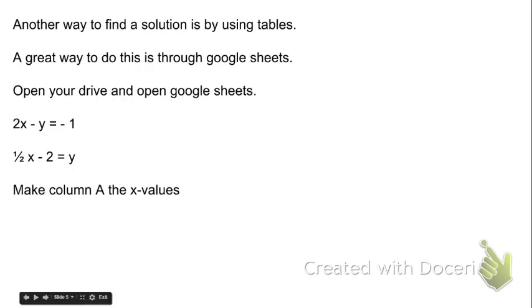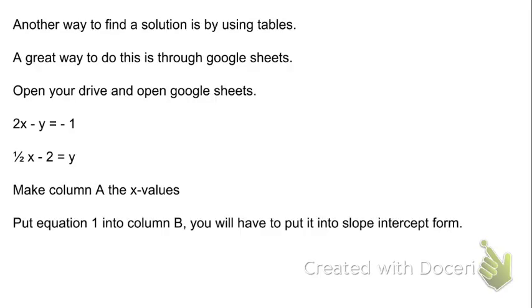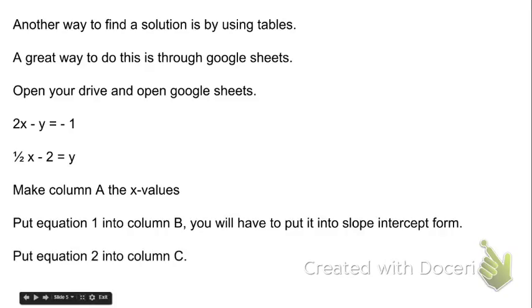We're going to make column A the x values. We'll put our first equation into column B. We'll have to put it in slope-intercept form. We'll put equation 2 into column C. Let me show you how this is going to work.